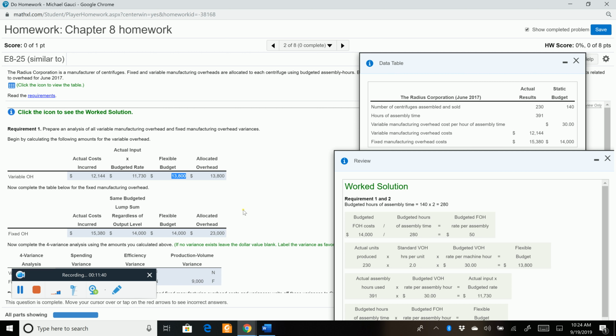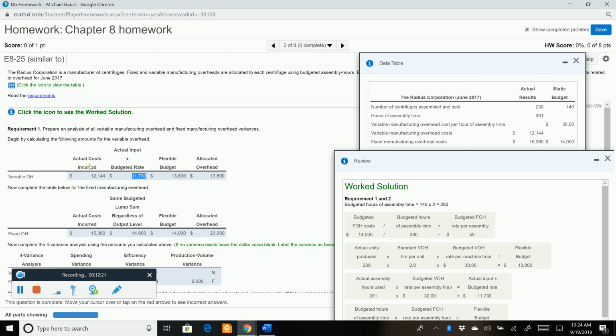Now what we're going to do is break up that difference into two smaller pieces called the spending variance and the efficiency variance, and we will do so by throwing in this middle column. In this middle column, we are going to calculate the actual input. What is the actual input here? We're talking about hours. The actual is 391 hours times the standard rate of $30 per hour. We get 11,730. And so when we compare column 1 to 2, they're both using actual hours, but the difference is in the rate.